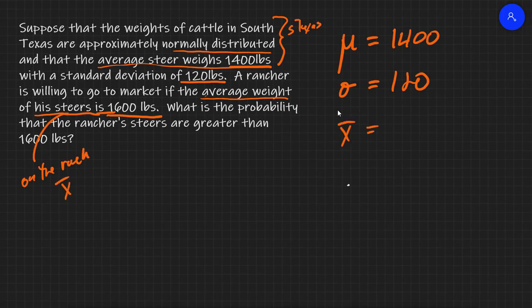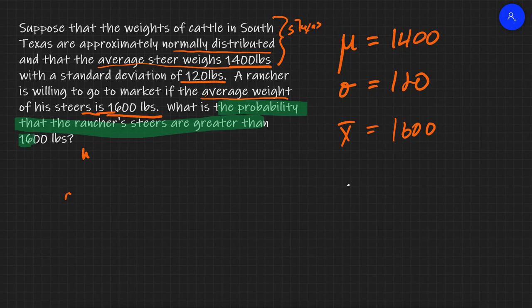X bar is equal to 1,600. And the question then is, what is the probability that the rancher steers are greater than 1,600 pounds? Okay, so what is the probability that the rancher steers, some random variable, is greater than 1,600, right? This is what we're asking. Because if the probability is high, then the rancher can turn around and go to market and he'll probably get what he wants. If the probability is low, then the rancher's probably not going to go to market and not get what he wants.